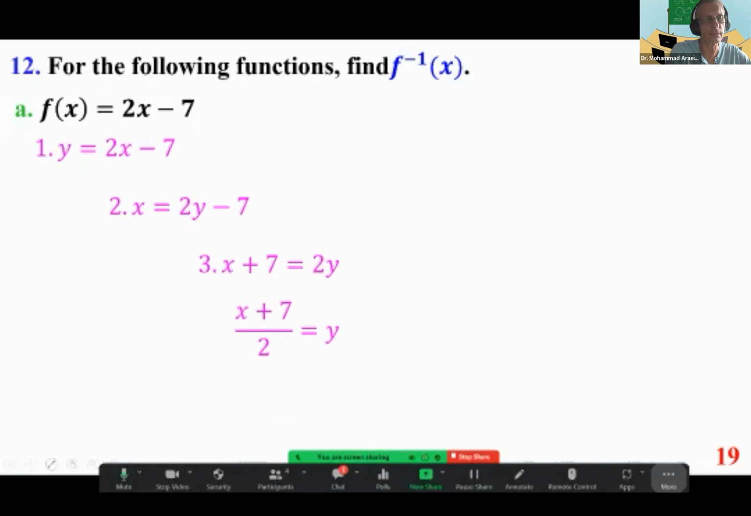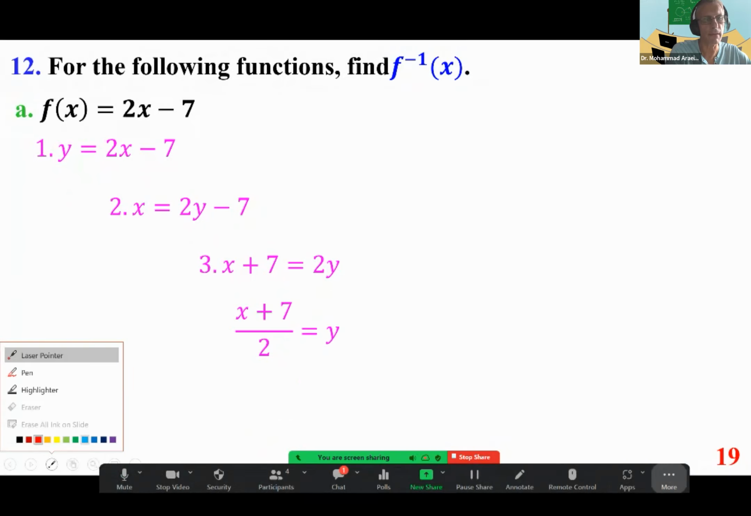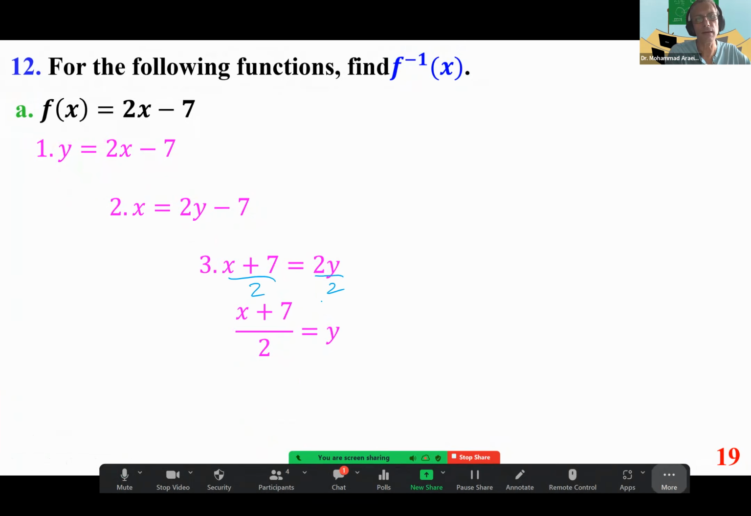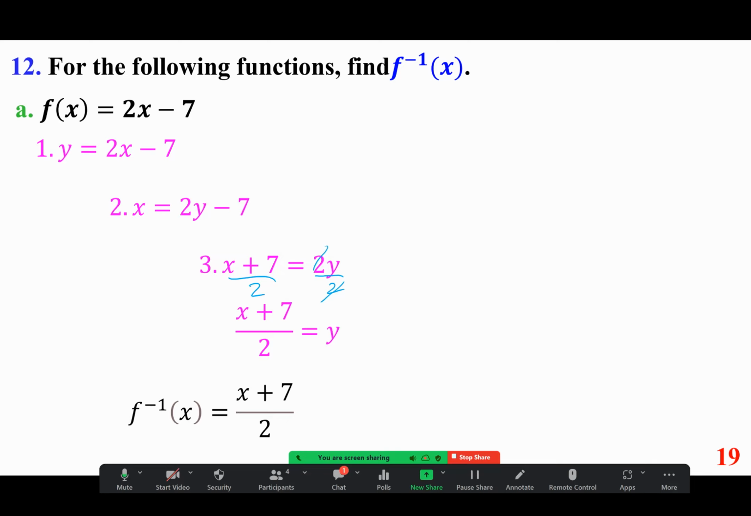In other words, and we're going to change the y to f inverse. So this is the inverse function, and we are done.